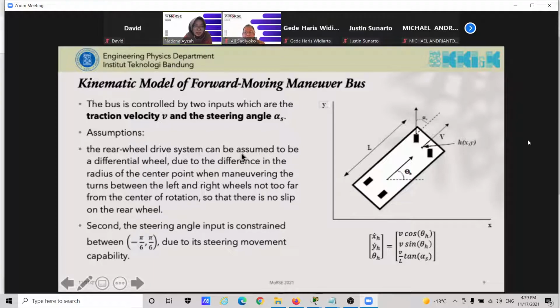Basically, the bus is controlled by two inputs, which are the traction velocity v and the steering angle alpha. We made two assumptions here: first, the rear wheel drive system is assumed to be a differential wheel, and second, the steering angle input is constrained between minus pi/6 and plus pi/6 due to its steering movement capability. And this is the kinematic model.